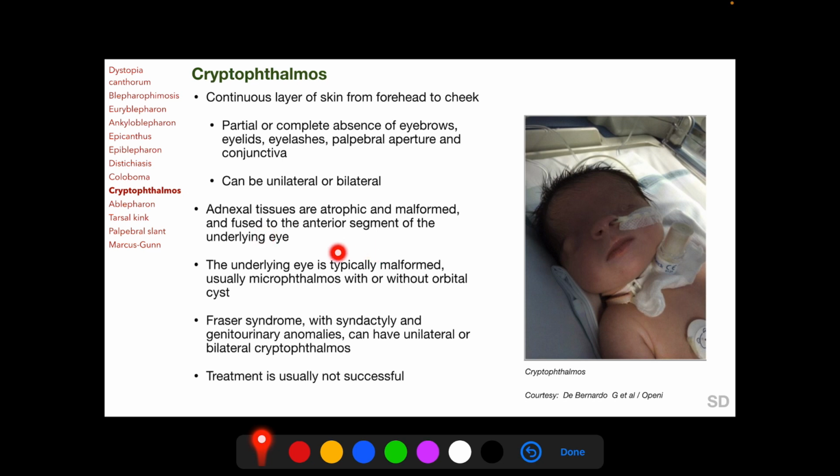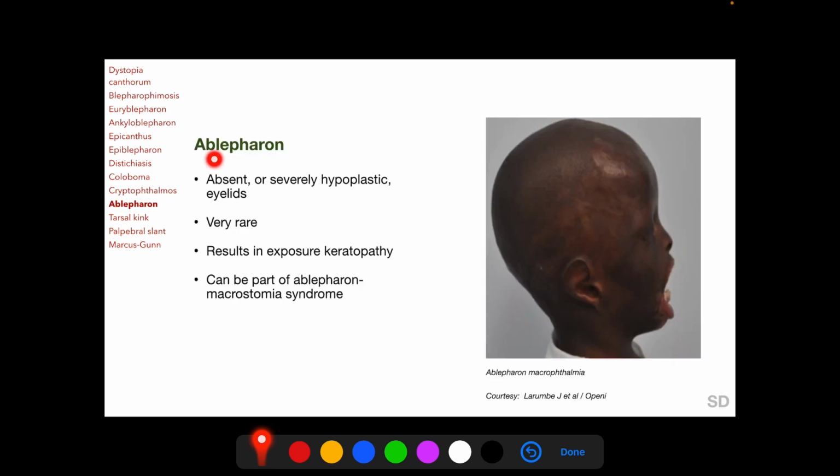The underlying eye is typically malformed, usually having microphthalmos with or without an orbital cyst. Cryptophthalmos is associated with Fraser syndrome, with syndactyly and genitourinary anomalies, and treatment of cryptophthalmos is usually not successful because of the anomaly of the underlying globe. In ablepharon, the eyelids are absent or severely hypoplastic, and this is a very rare condition resulting in exposure keratopathy. Ablepharon can occur with macrostomia as seen in this picture.